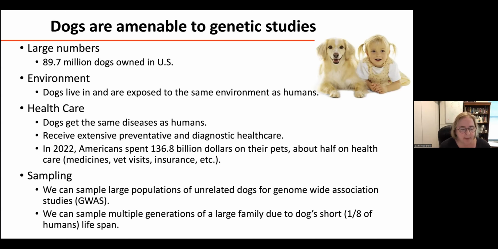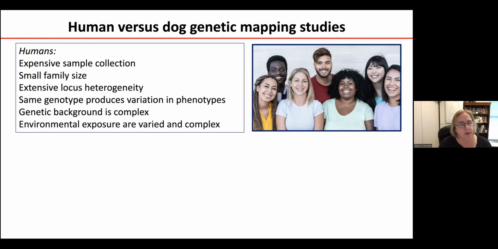In dogs, we can sample very large populations of unrelated dogs in order to do genome-wide association studies. And we'll talk about so-called GWAS in just a few moments. We can also sample multiple generations of a large family due to the dog's relatively short lifespan, which is about 1/8 that of humans. So my lab works in both human genetics, human cancer genetics, and canine cancer genetics.